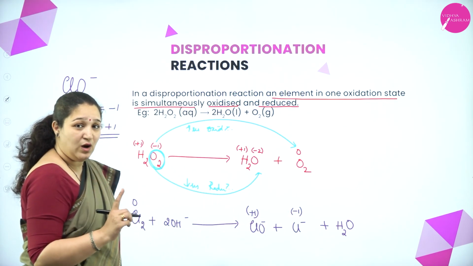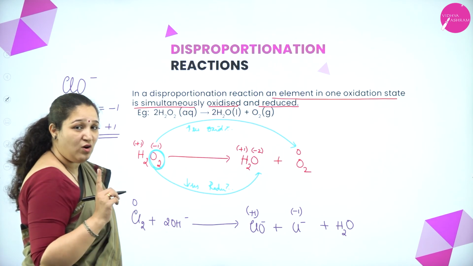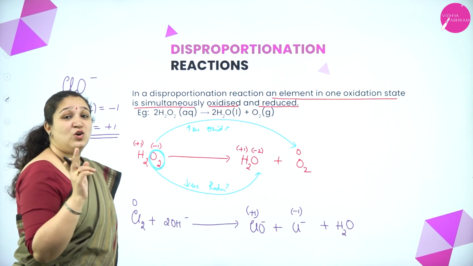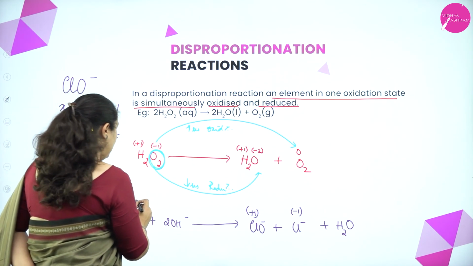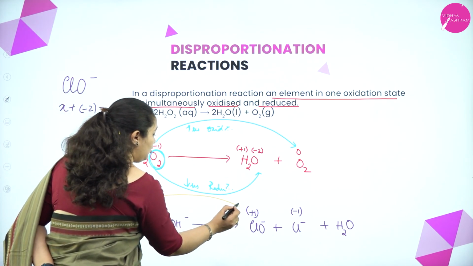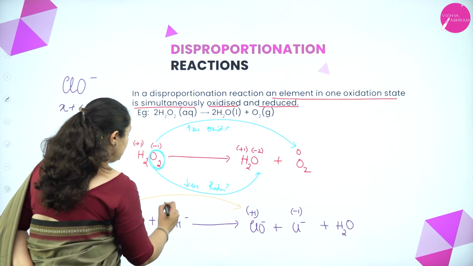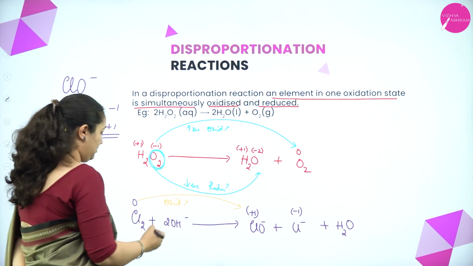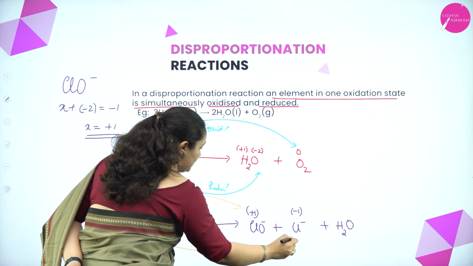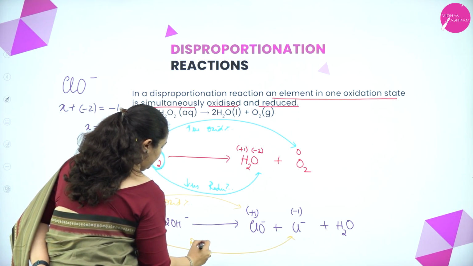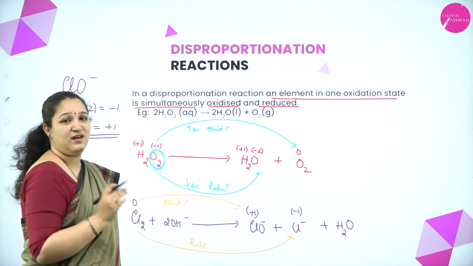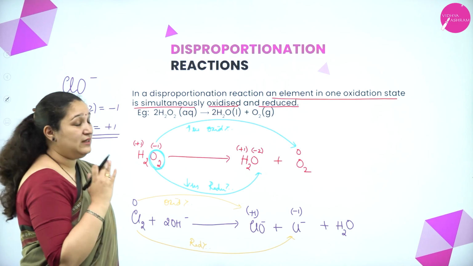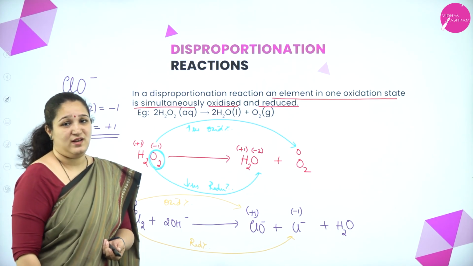Okay? Now, what is undergoing oxidation and reduction simultaneously? It is chlorine. So, you can see chlorine from 0 to +1 state. It is oxidation, increase in oxidation number. 0 to -1 state. It is reduction reaction. Okay. So, that's about the disproportionation reaction.